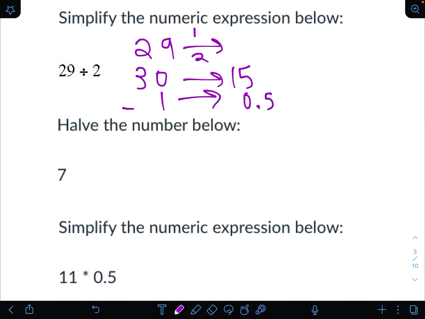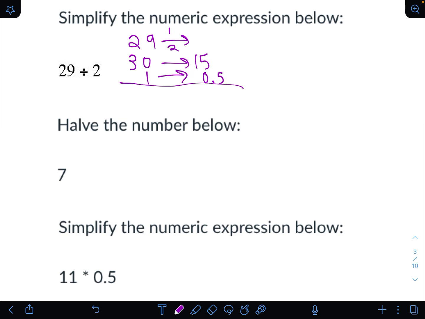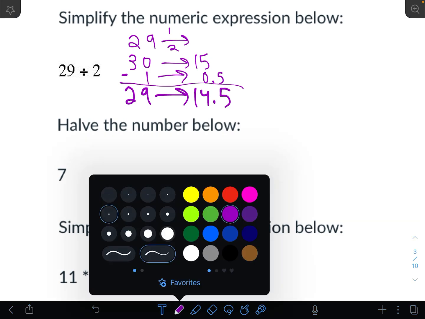So now, if we were to subtract, let me shrink this a little bit. If we were to subtract this, 30 minus 1 is 29. 15 minus 0.5, you take a half away from 15. Well, that's 14 and a half. And you just found half of 29. But maybe subtracting with decimals isn't your thing. I completely understand. That's why you could also add up.